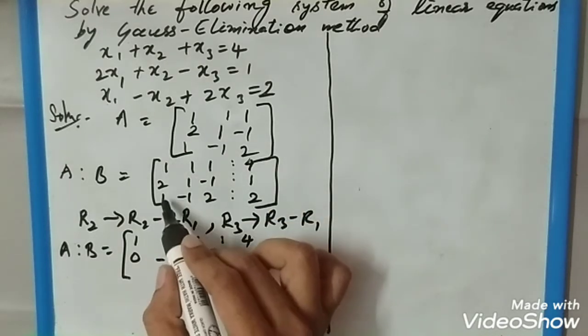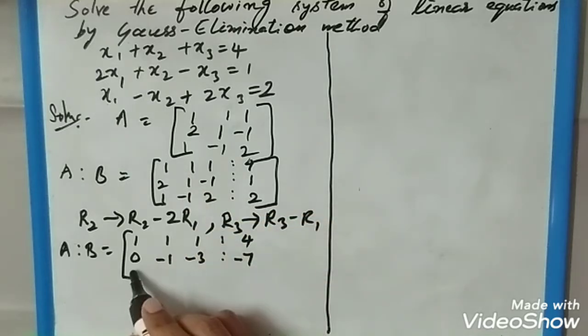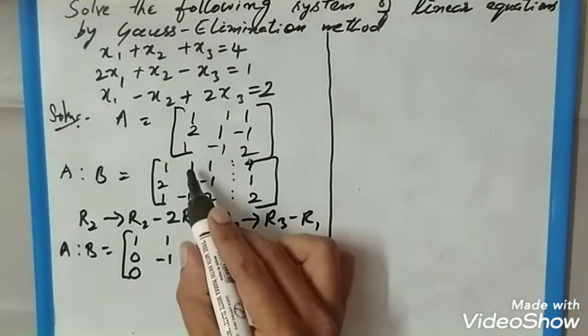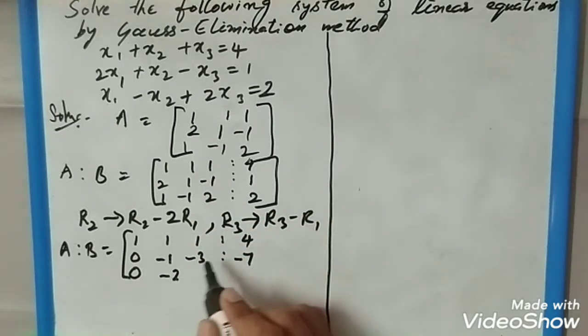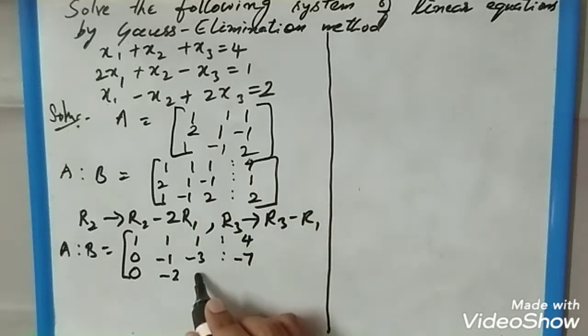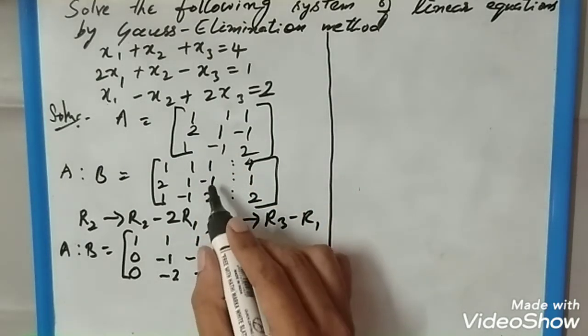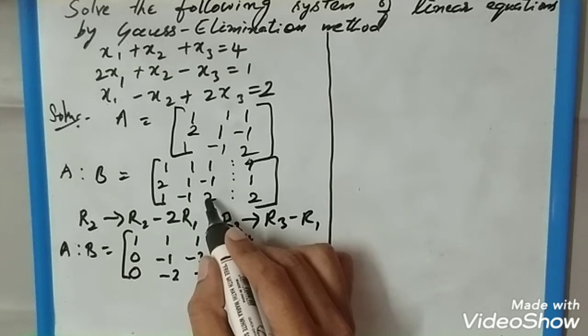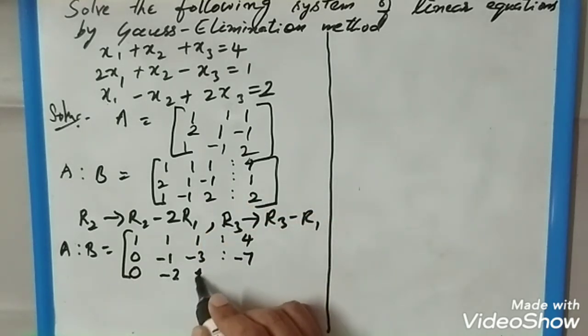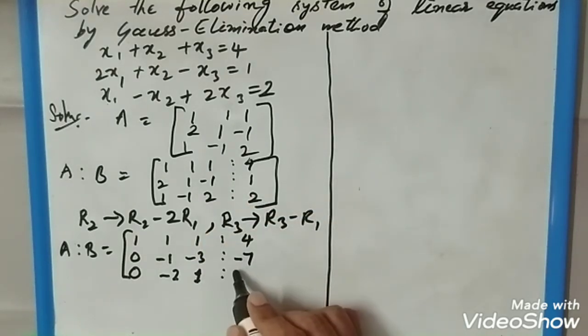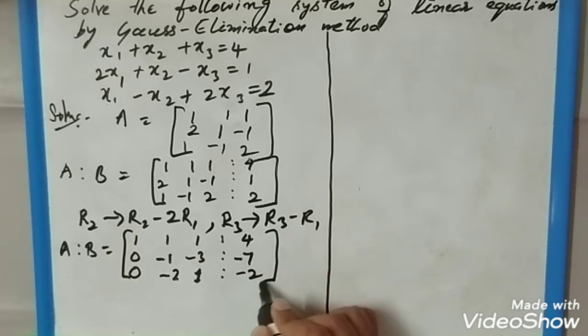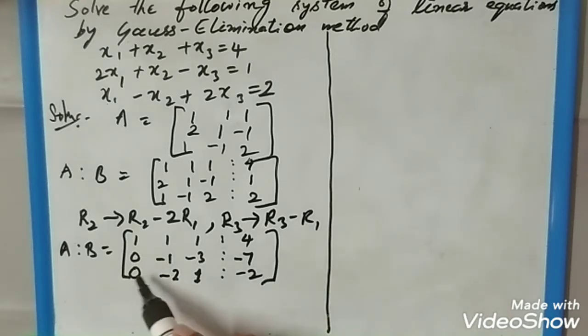Next one, you directly subtract: 1 minus 1 is 0, minus 1 minus 1 is minus 2, and 2 minus 1 is 1, and the last one is 2 minus 4... minus 2 plus 1, which is minus 1. Here, 2 minus 1 is 1, and the last one is minus 2. This is the final matrix you get. Now this has become 2 zeros, but you still need to make this one also 0, which will be easier for you to solve.